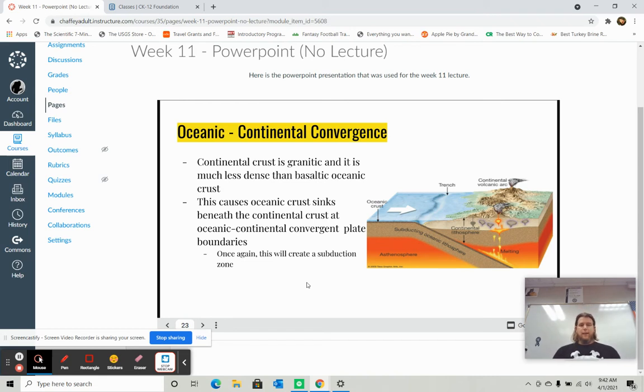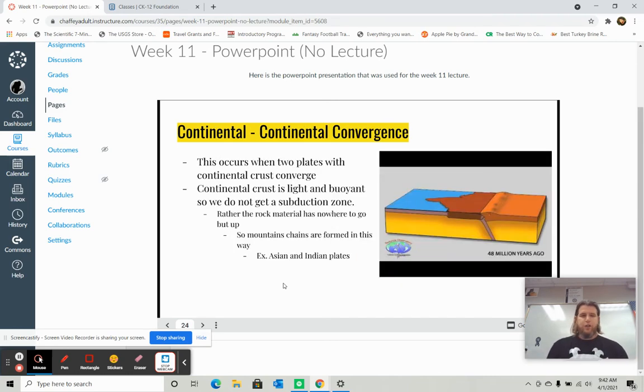And so this is one of the ways like the Sierra Nevadas were made, the Andes Mountains were made, the Cascade Ranges were made. So this is the process that occurs in that type of mountain building via volcanoes. And once again, this will have a subduction zone just like the oceanic convergence.